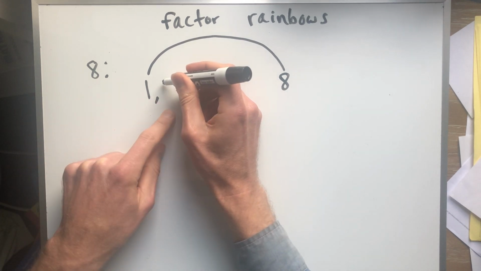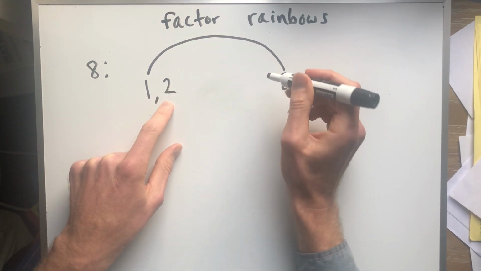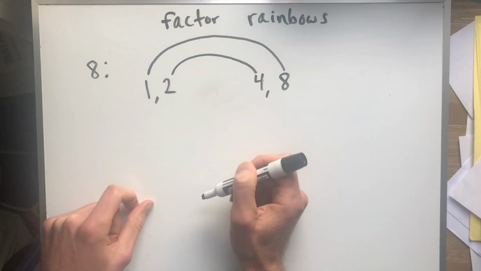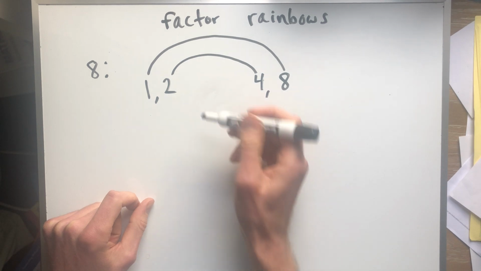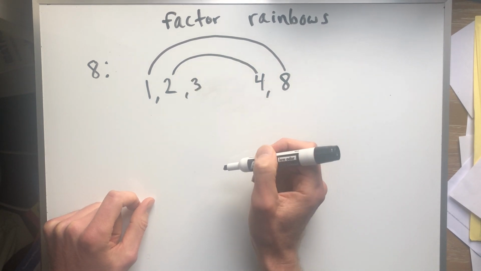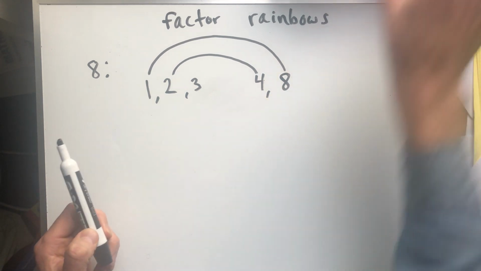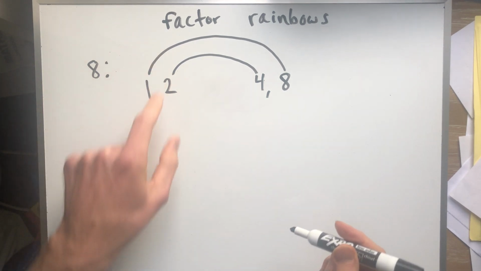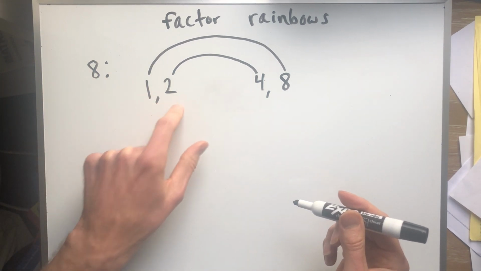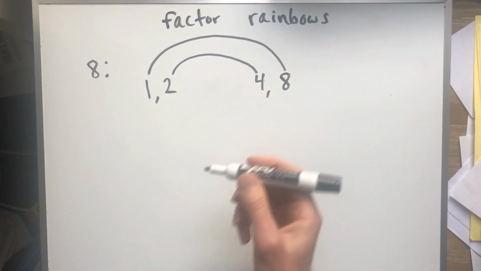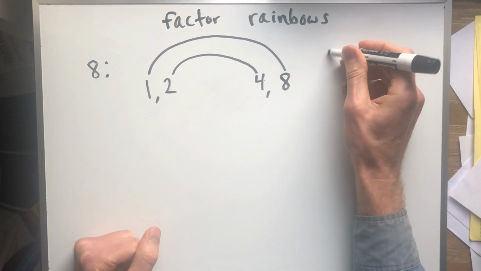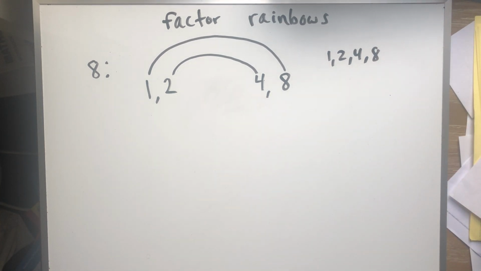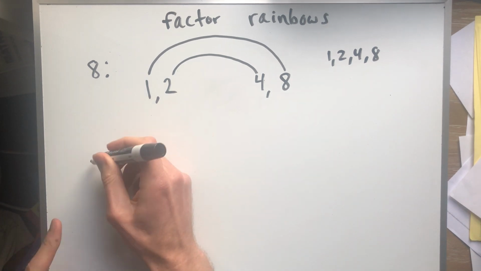What about 2? Yeah, 2 times 4 equals 8. Anything else? Well, not 3. And 4, we already talked about it. So yeah, that's all of them: 1, 2, 4, and 8. So you do the factor rainbow, and you'd write 1, 2, 4, and 8. And if I ask you to list the factors, you would write, the factors are 1, 2, 4, and 8. Well, let's try a factor rainbow of, how about 12?